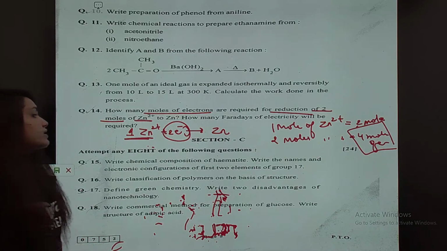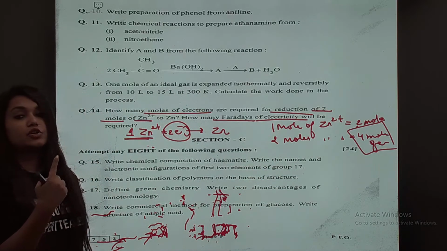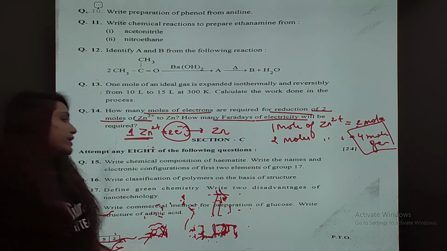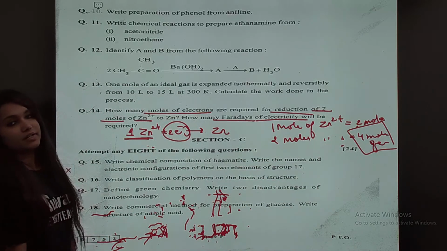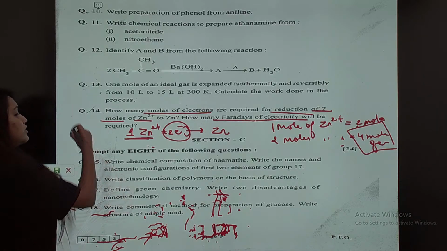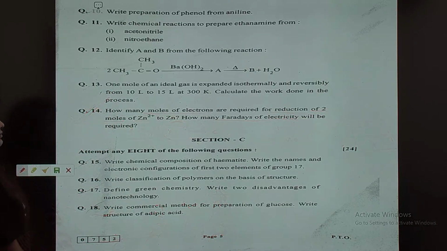Now the second part is how many Faradays of electricity will be required. 1 mole of electrons requires 1 Faraday. Therefore it's quite simple. We have got 4 moles of electrons here, which means 4 Faradays will be required. So that's your question number 14. We are done with it. Moving on to the next one.